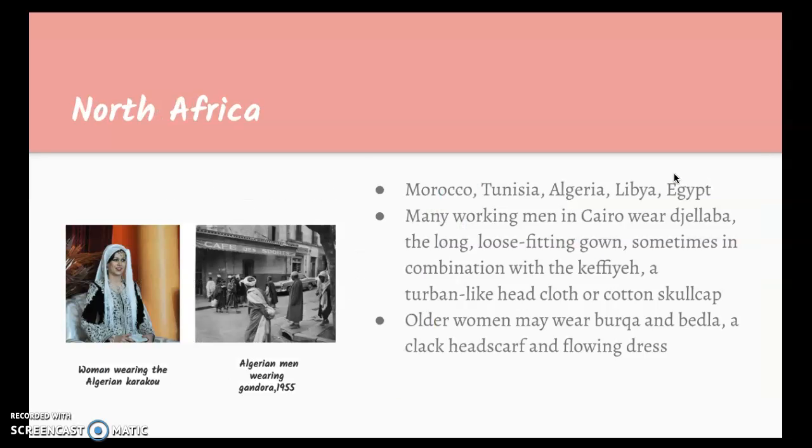In North African countries such as Morocco, Tunisia, Algeria, Libya, and Egypt, many working men in Cairo wear a jilbab, which is a long, loose-fitting gown, sometimes in combination with the keffiyeh, a turban-like headcloth, or a cotton skullcap, and older women may wear a burqa and a bedle, a cloaked headscarf and flowing dress. You can see on the left side a picture of a woman wearing the Algerian karakou, and on the right side an Algerian man wearing a gandora.